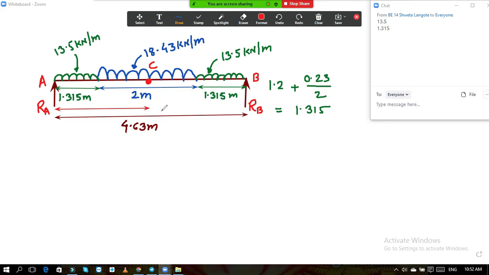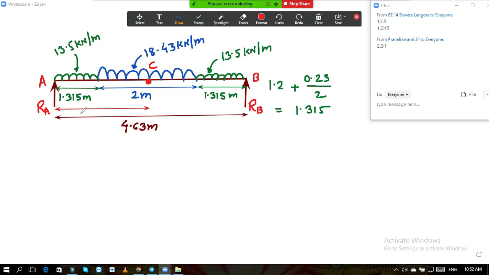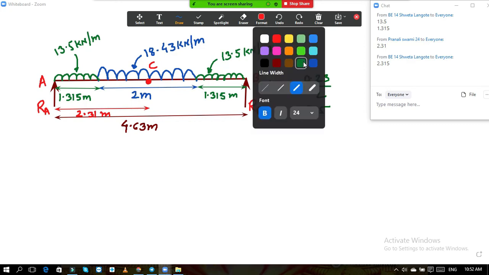So what is the value? 2.31 meter. Similarly on this side, 2.315. So you consider that. We will consider it during the calculation. So now your first job is to calculate RA and RB.